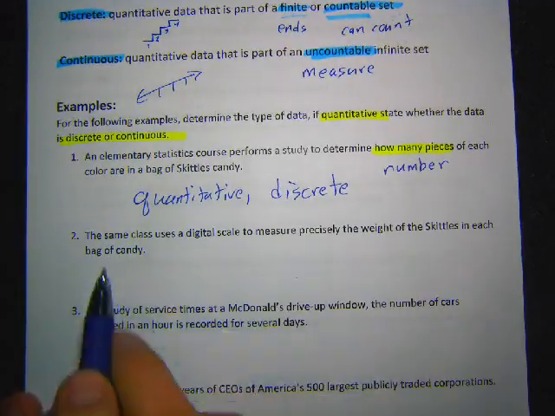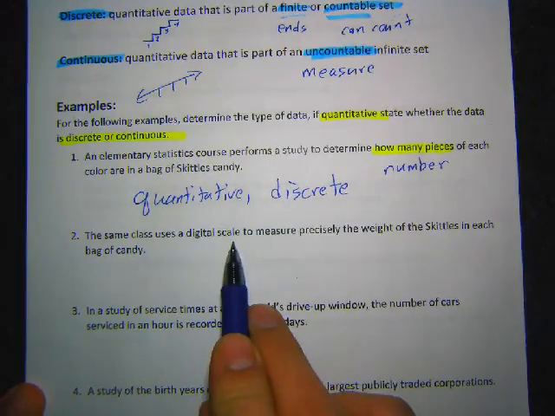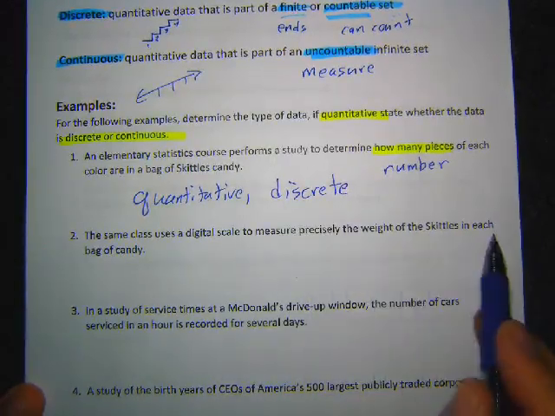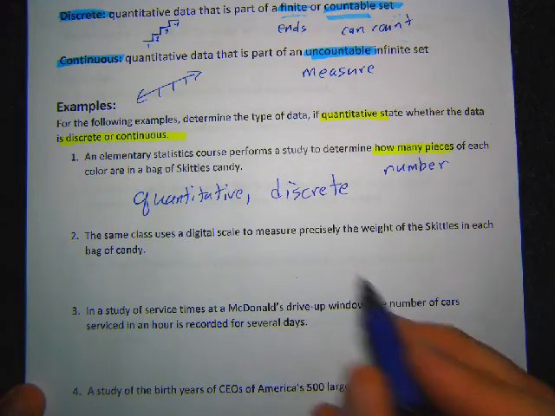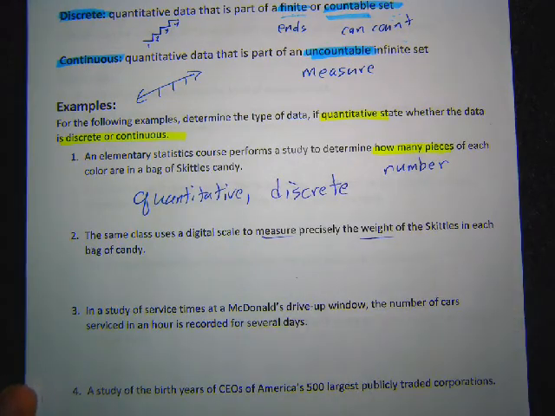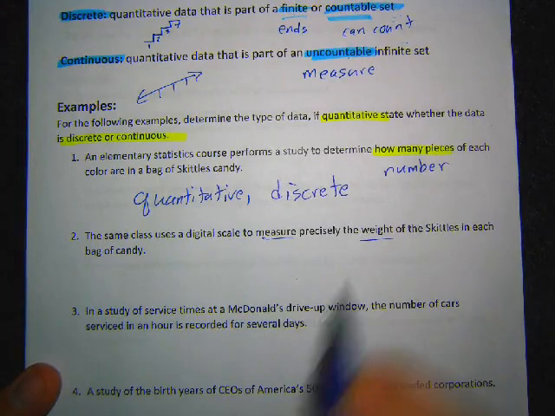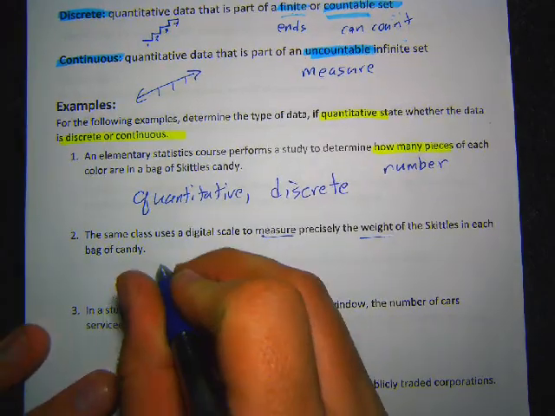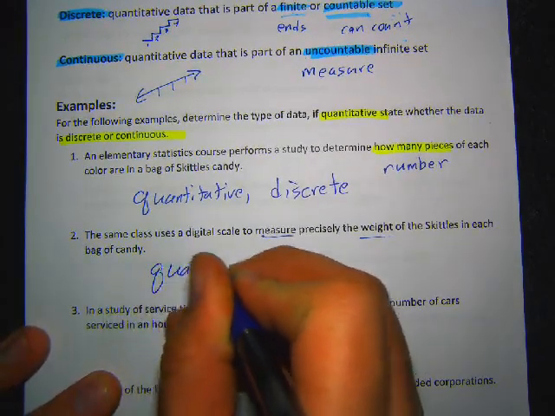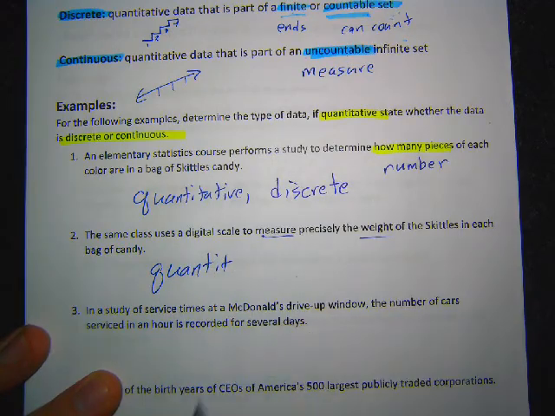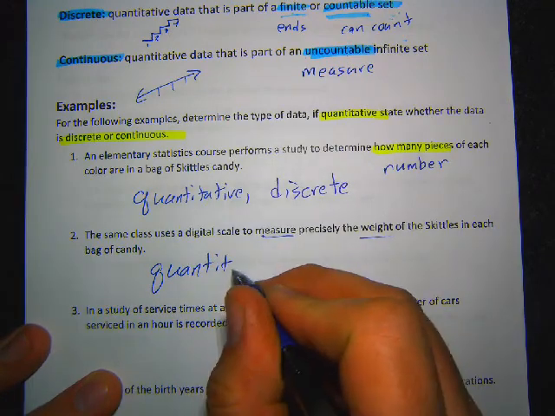Okay, next one. The same class uses a digital scale to measure precisely the weight of Skittles in each bag of candy. Well, now since they're measuring the weight, it is still quantitative because we're looking at a number. The weight is going to be a number, so it's quantitative. It's not a number that's a label because it's actually the weight. It's actually a measurement. So quantitative.